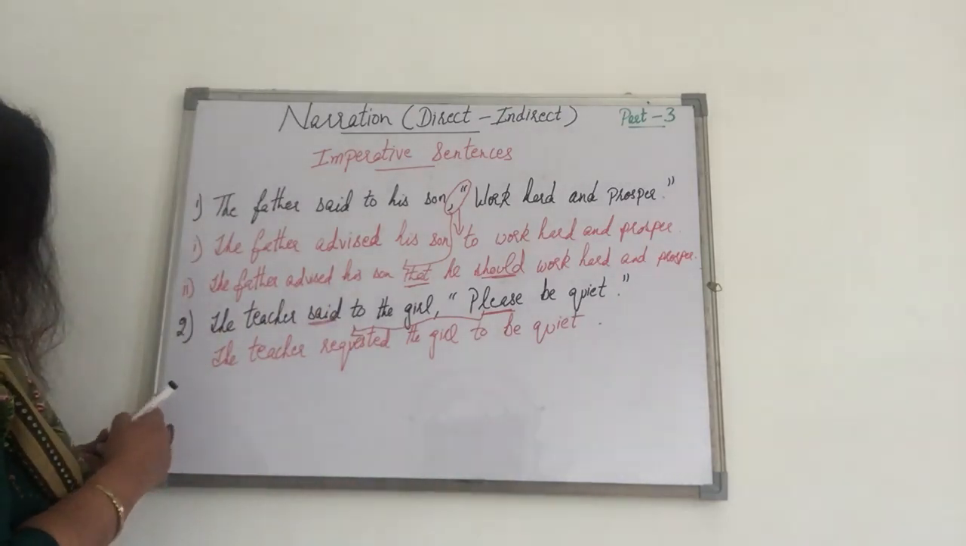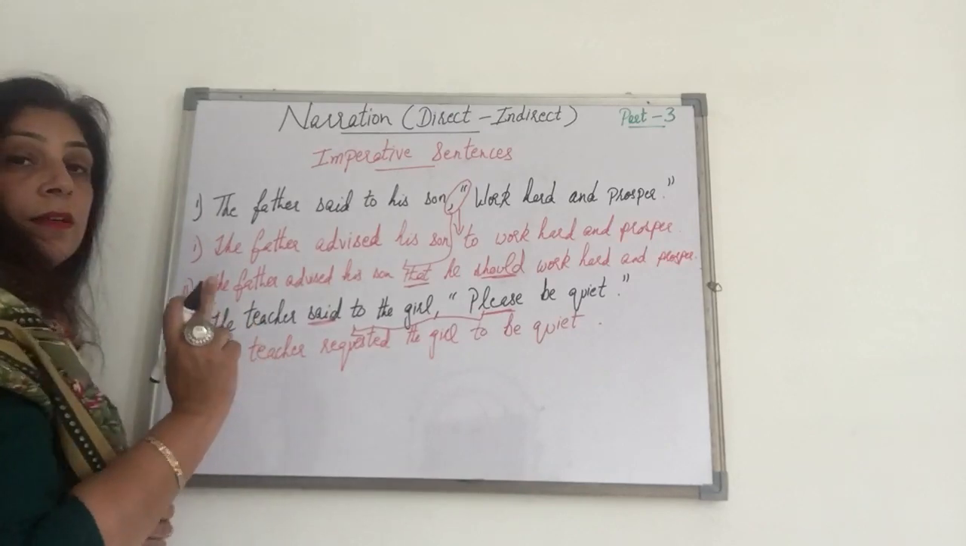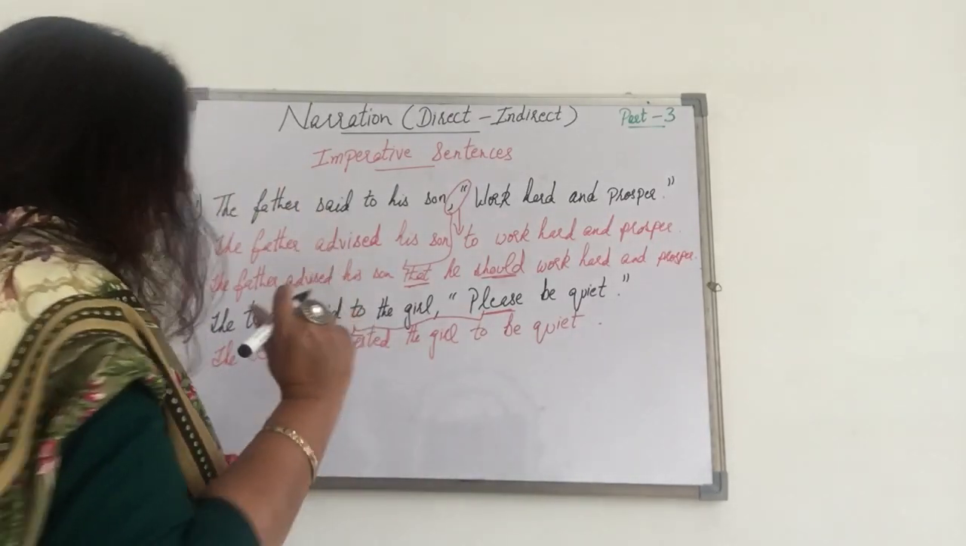Now look at the third sentence. The third type of imperative sentences is with the word let. How can it be made?